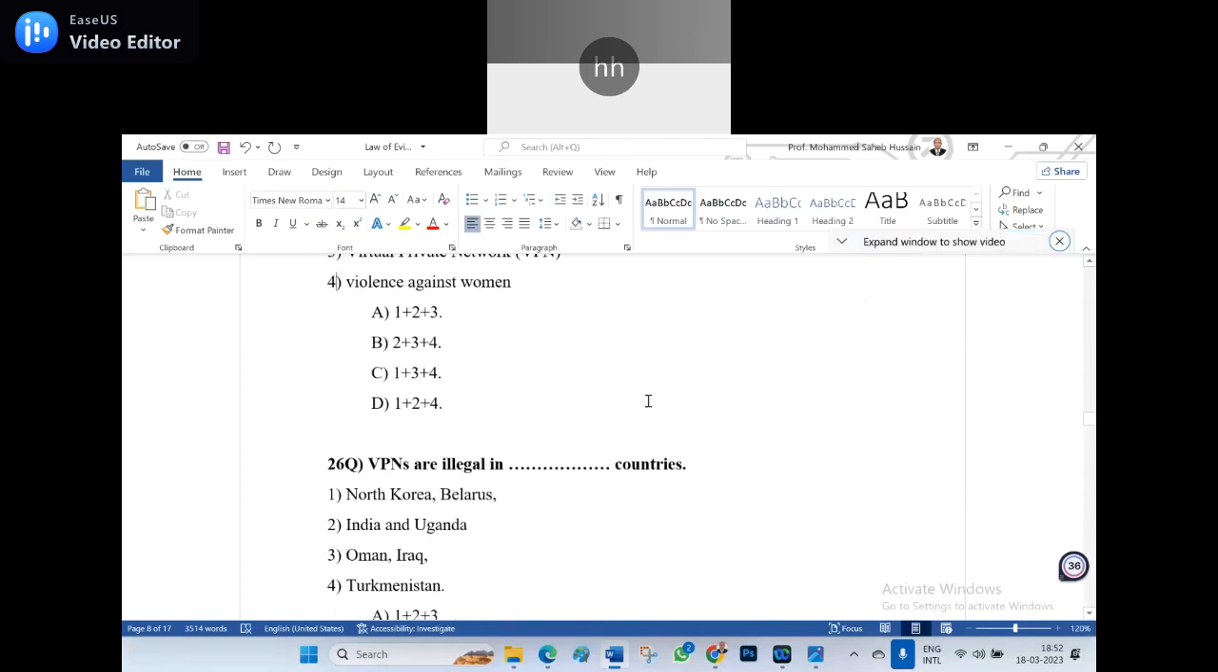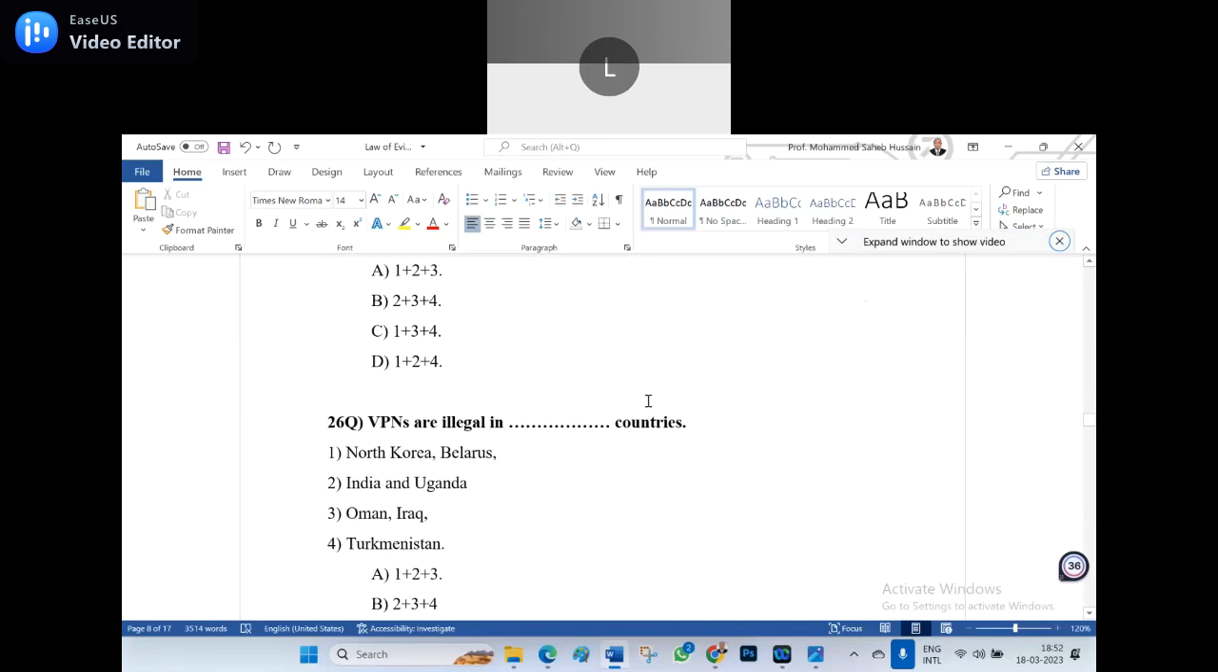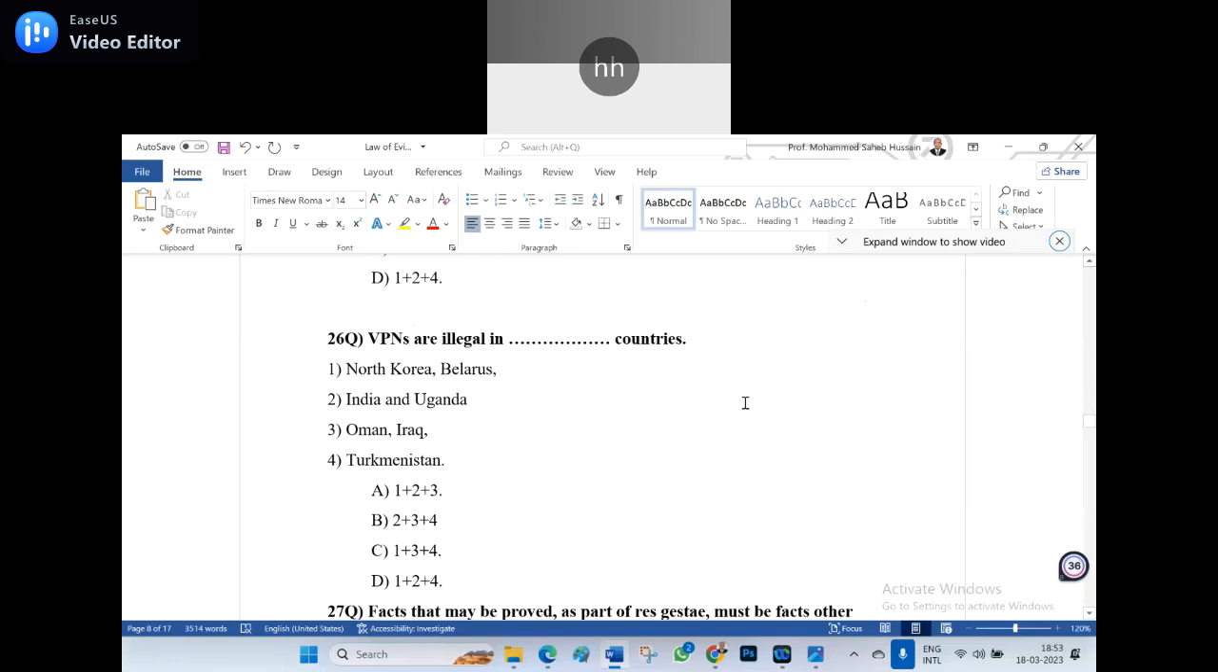Okay, 26th question. VPNs are illegal in dash countries. Number 1, North Korea, Belarus. 2, India and Uganda. 3, Oman and Iraq. And 4, Turkmenistan. Options: A, 1 plus 2 plus 3. B, 2 plus 3 plus 4. C, 1 plus 3 plus 4. D, 1 plus 2 plus 4.